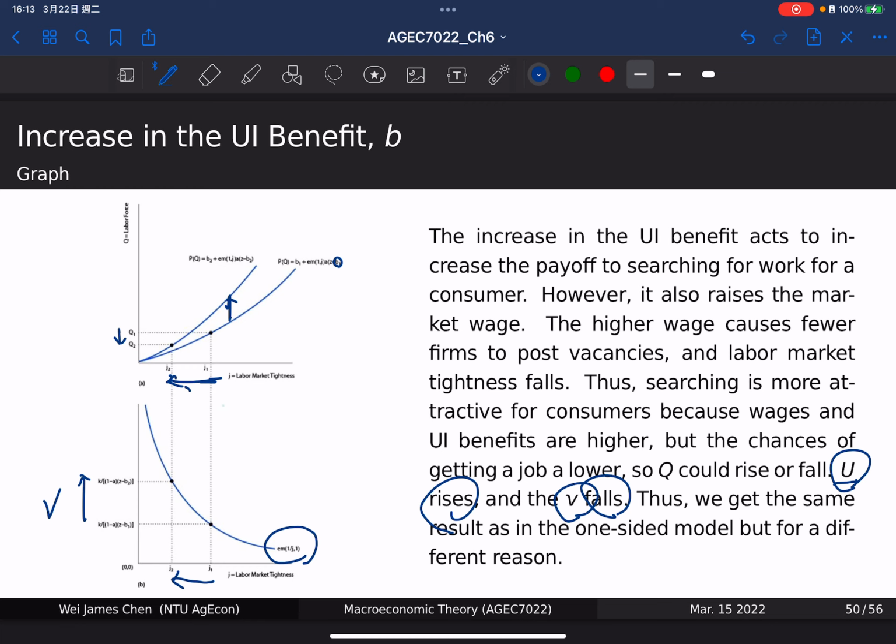But in the one-sided model, I mean, the reason is different. We got a different reason why the unemployment benefit will cause the unemployment to rise and vacancy to fall. Remember there, we didn't even have vacancy, so the mechanism is all different. But both models give you the same prediction.